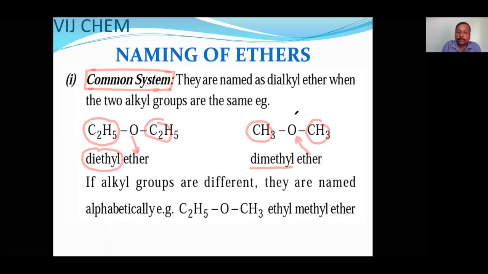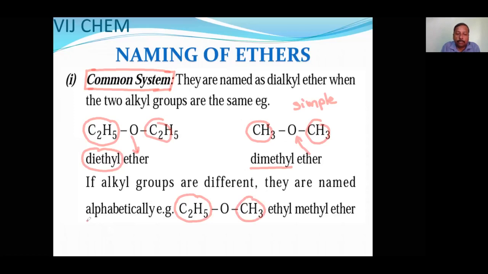These two are which type of examples? Symmetrical ethers are the examples of simple ethers. But there can be unsymmetrical ethers like this. See, on one side C2H5, on the other side methyl.